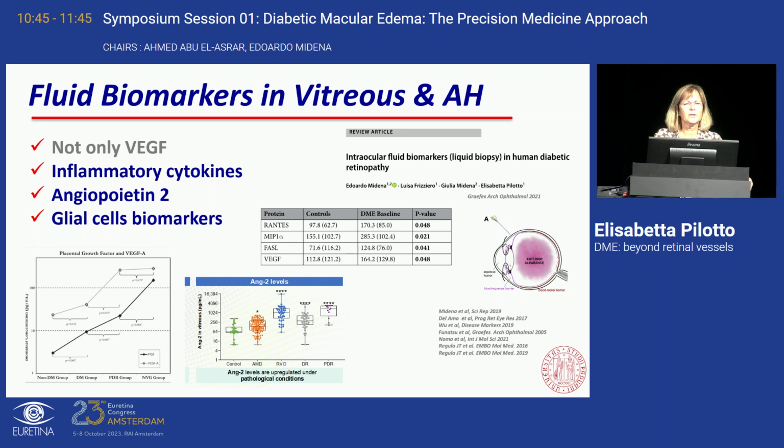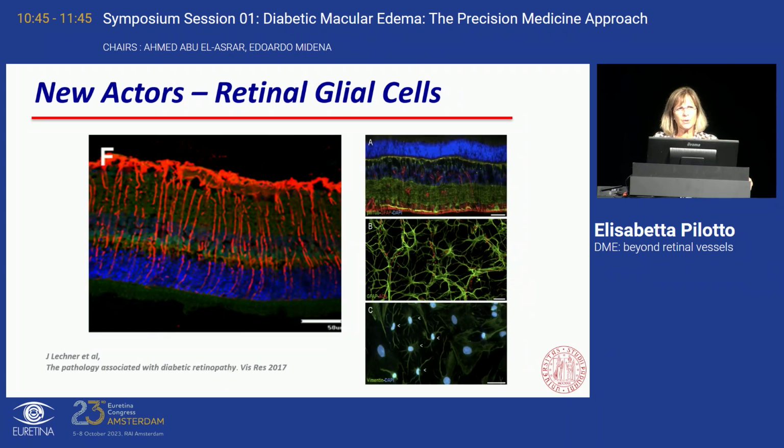And thanks to the fluid biomarkers and studies investigating the aqueous humor and the vitreous, and Julia will talk about it later, now we know that we don't have to consider only vascular endothelial growth factor, but also inflammatory cytokines, other important markers and targets for treatment. We also have proof of biomarkers of glial cells, which are increased in the aqueous humor. And so now we have new actors, the retinal glial cells.